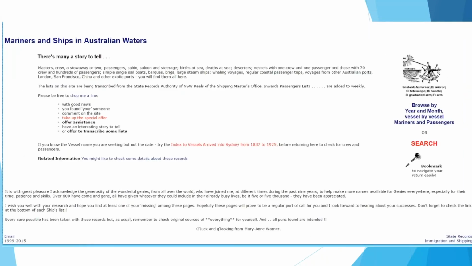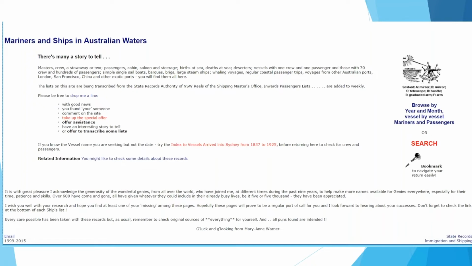Now for the next series, which is Passengers Arriving, 1854 to 1922, we'll look at an example on the Mariners and Ships in Australian Waters. So this was put together by Marianne Water and volunteers. So a wonderful project for them to do. It actually goes from 1845 to 1922, so a little bit earlier than the Passengers Arriving series.